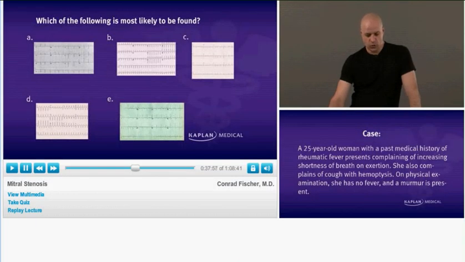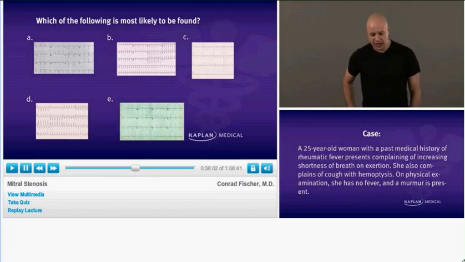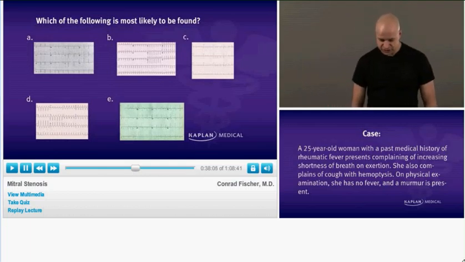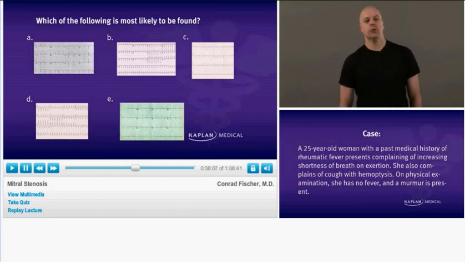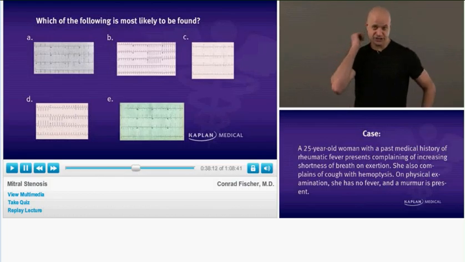Now, EKG time. It's EKG time. A woman comes in and asks, which of the following is most likely to be found in this patient? Which EKG is most likely to be found in this patient? Let's start looking at our EKGs.